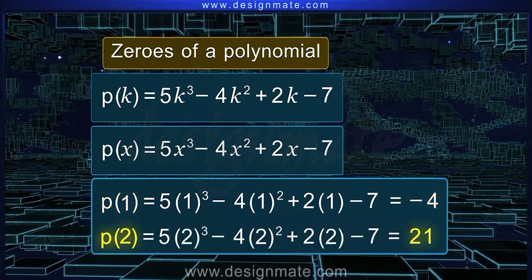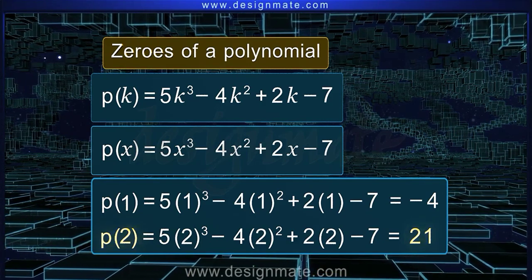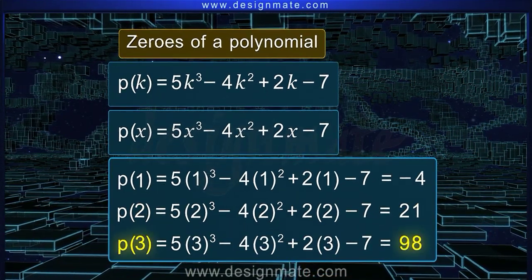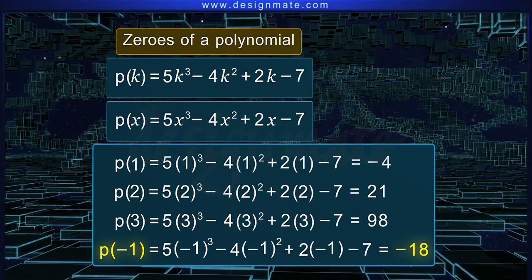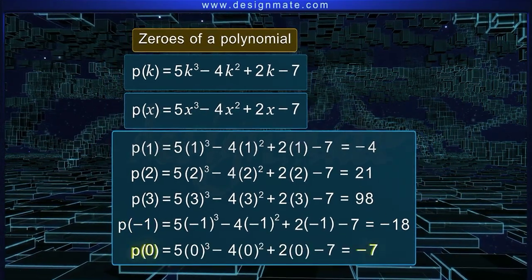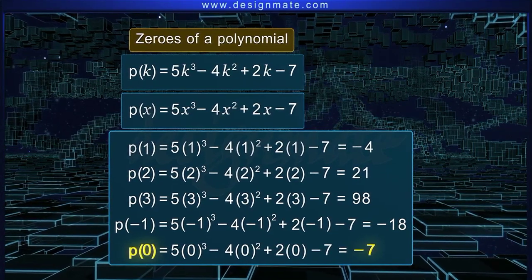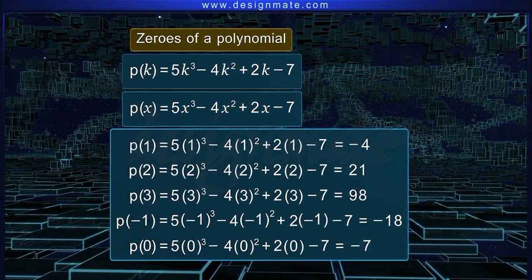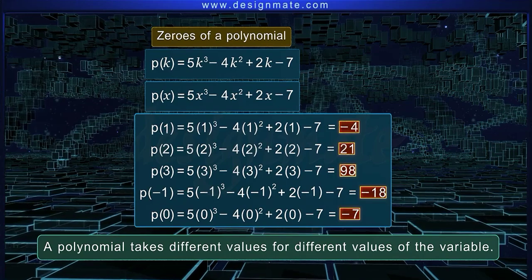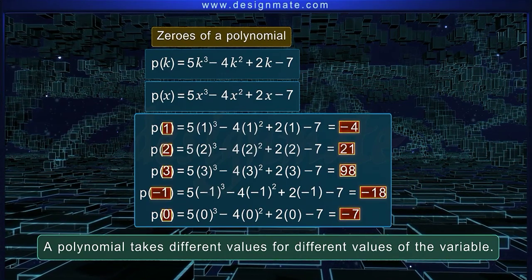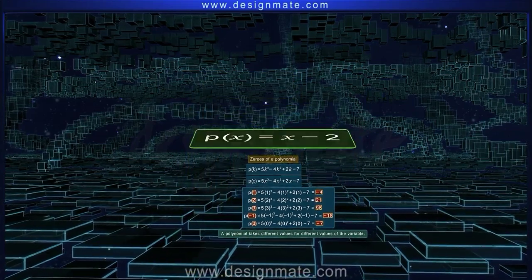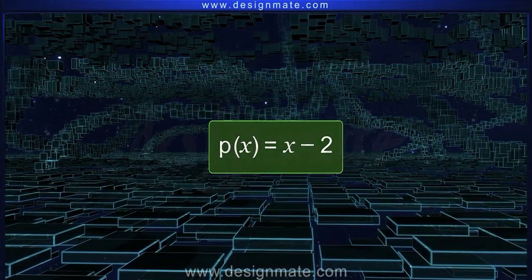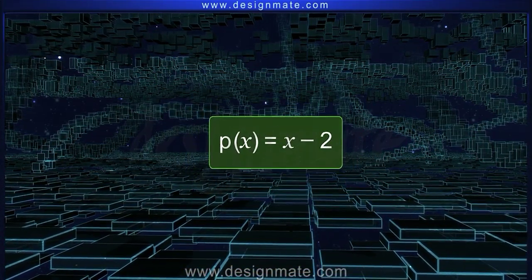Similarly, p of 2 is equal to 21, p of 3 is equal to 98, p of minus 1 is equal to minus 18, p of 0 is equal to minus 7. Thus, a polynomial takes different values for different values of the variable. Now consider the polynomial p of x is equal to x minus 2.